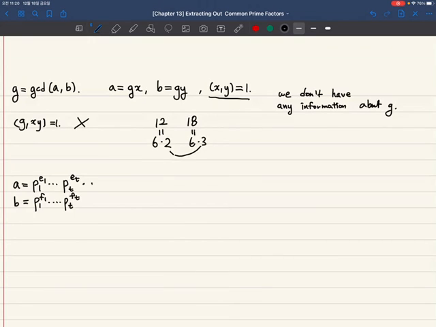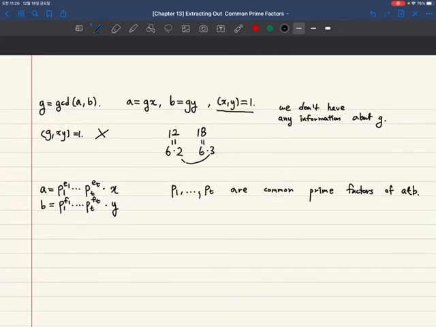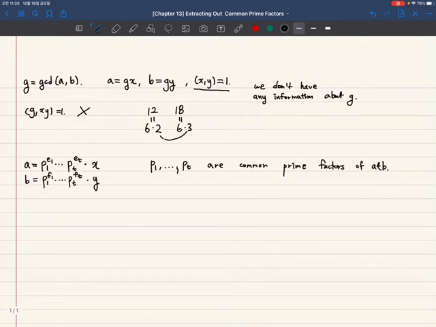And then we're going to set x and y. Since P1 through PT are common prime factors of A and B, this means that x and y do not have these prime factors. So what does that mean? That means that x is relatively prime to P1 all the way to PT, and y as well.